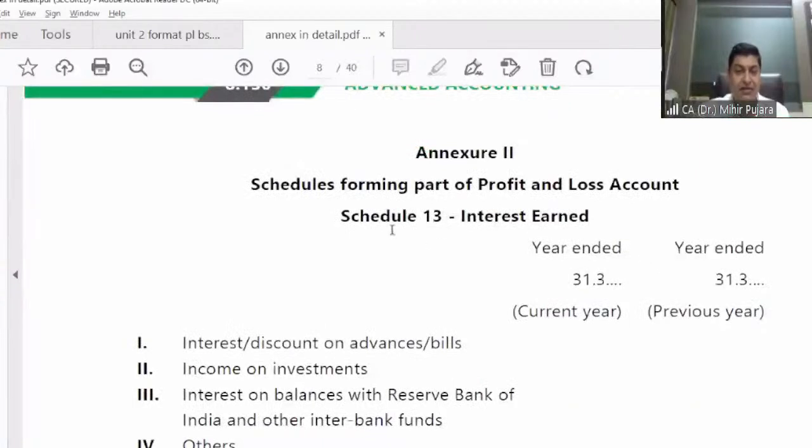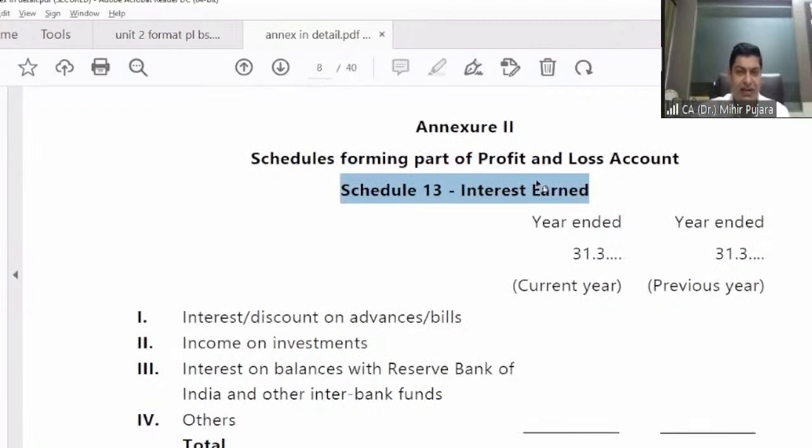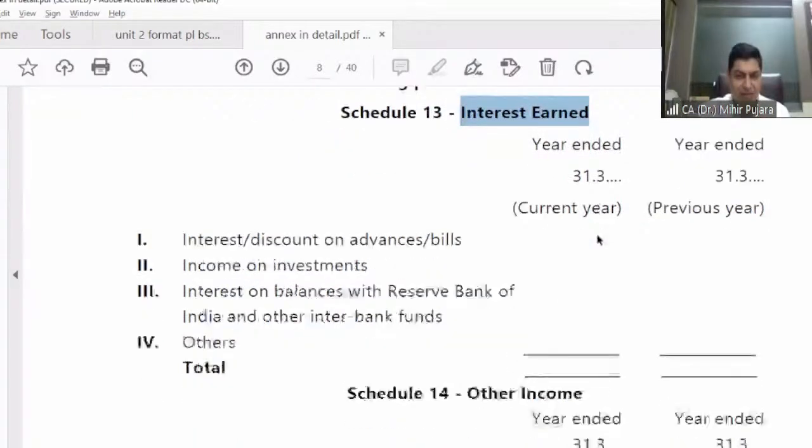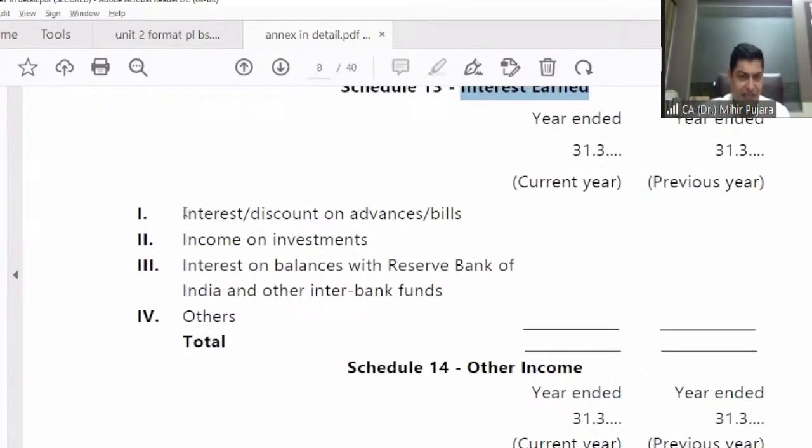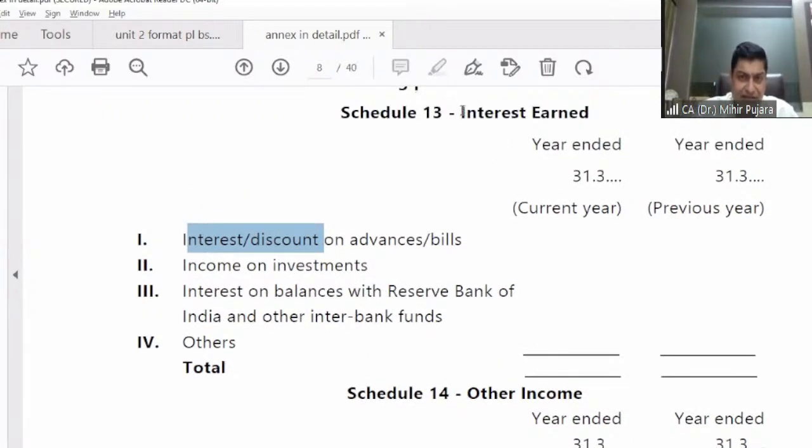Now guys, we reach Schedule 13. What is the name? The name is Interest Earned. Guys, write very categorically wherever you want to write. The name of the schedule is Interest Income. So naturally, all types of interest income are part of 13.